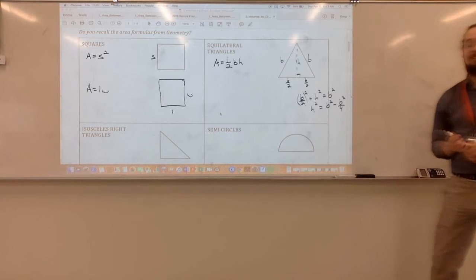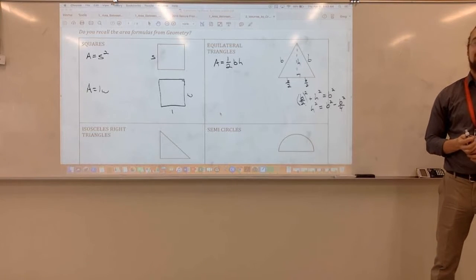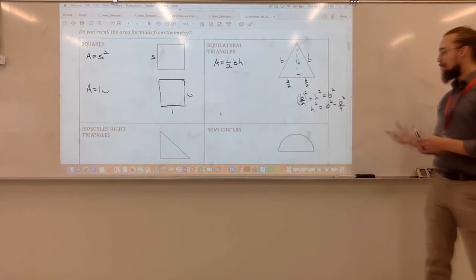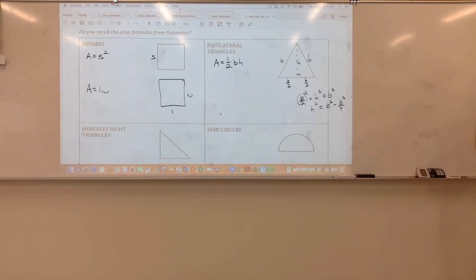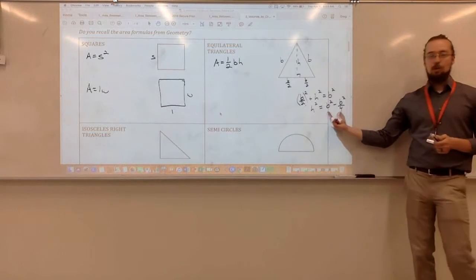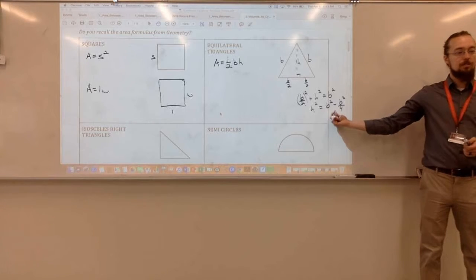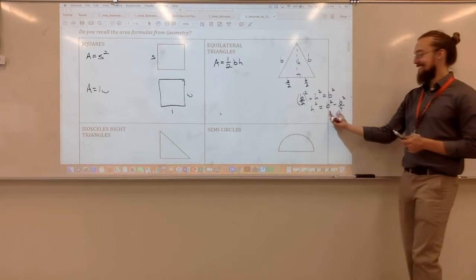Square root. Wait, say that again? But I want us to derive it. So, well, first, these are like terms, right? I can combine these. Yes, they are.